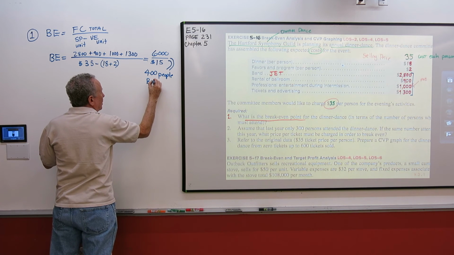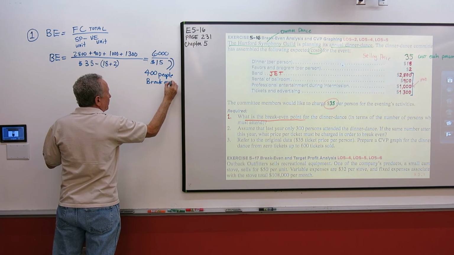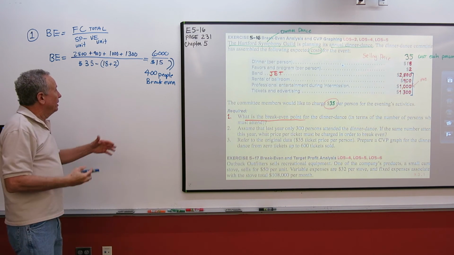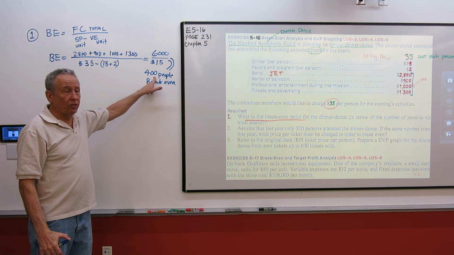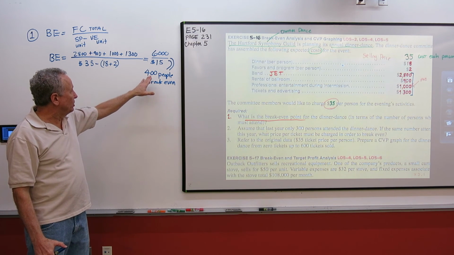to break even. And that's an important number. That's really all your goal is. You're just saying, I really want to have this dinner dance, and I just need 400 people there.